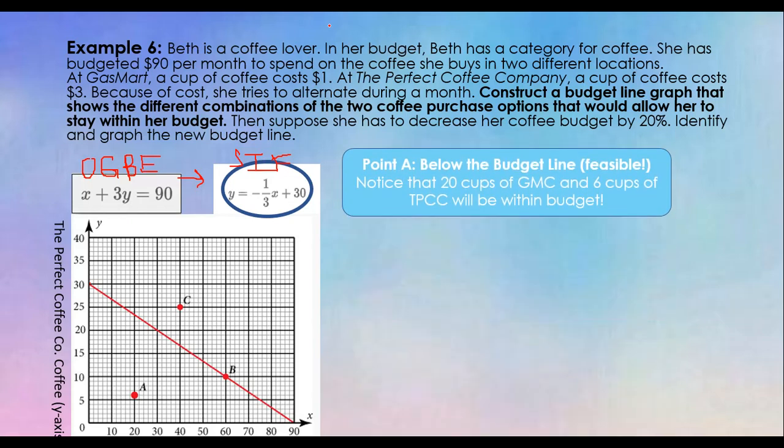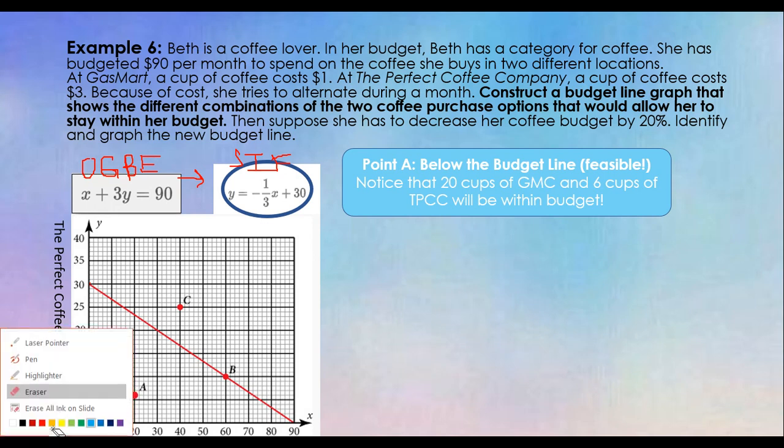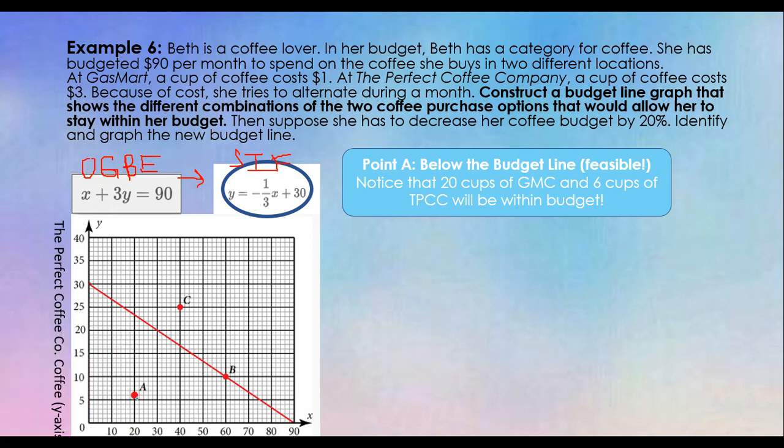Take your eyes over to point A. Point A is right below the budget line. Point A, below the budget line. This is in the feasible region.